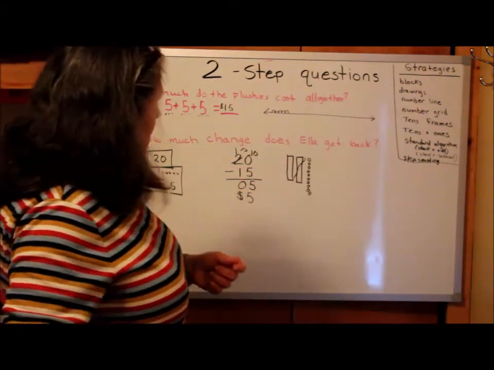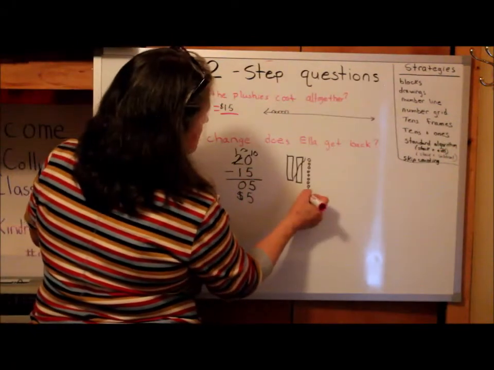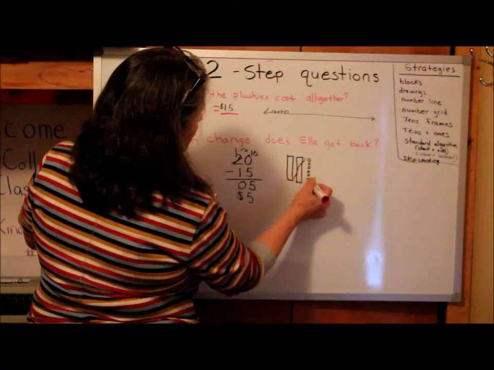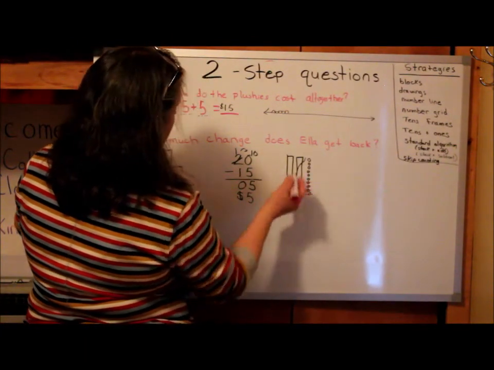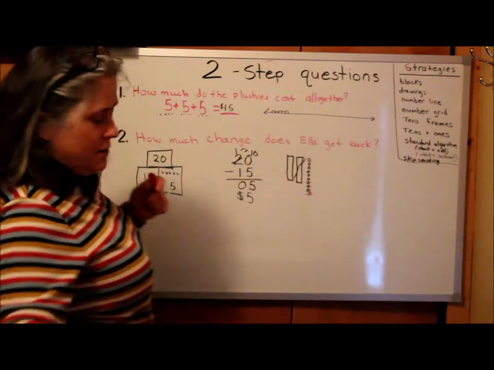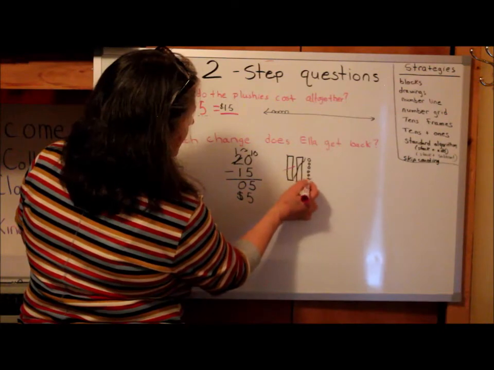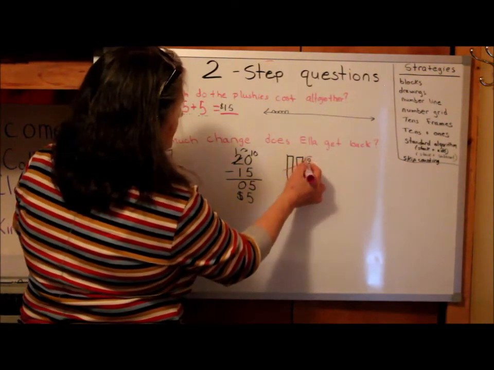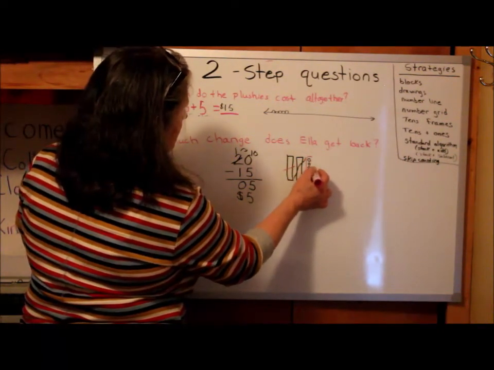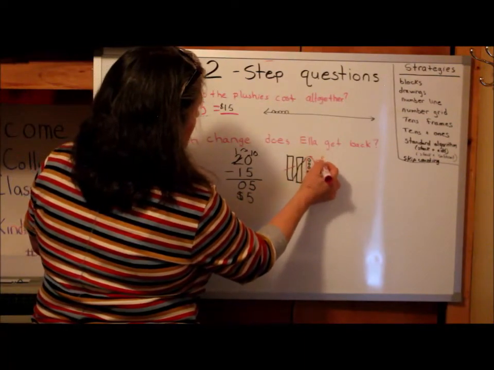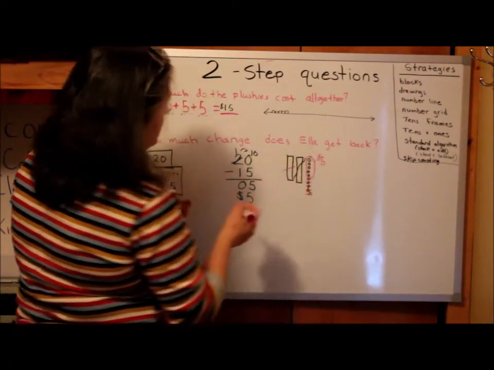Now I can cross out 5 ones. 1, 2, 3, 4, or 5, I'm sorry, I have to cross out 15. So I cross out this 10, and 1, 2, 3, 4, 5. And that leaves me with 5 ones, or $5.